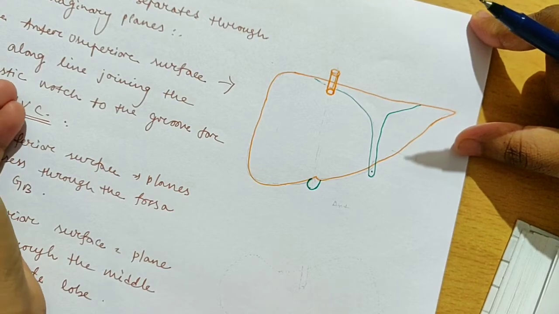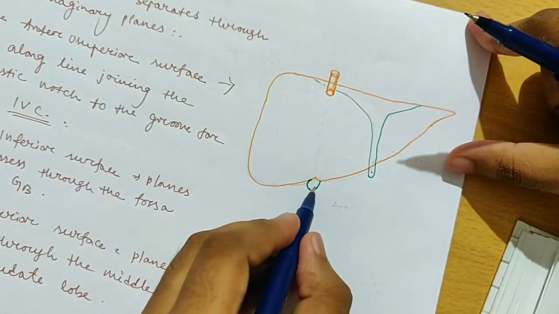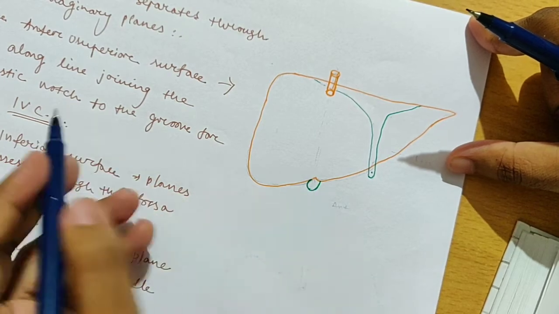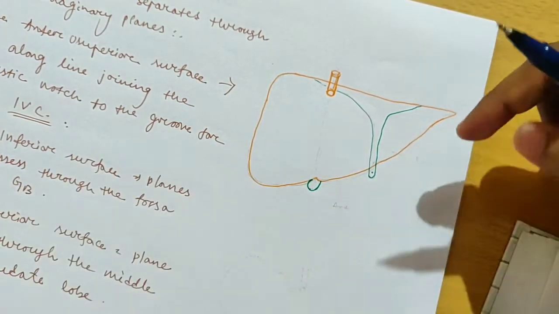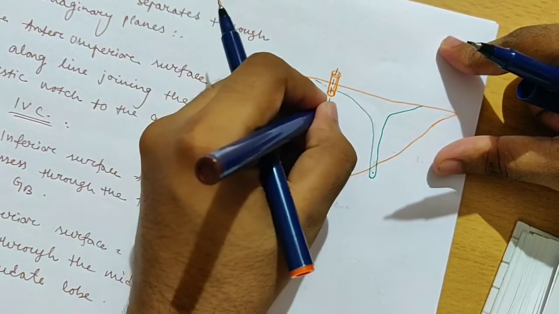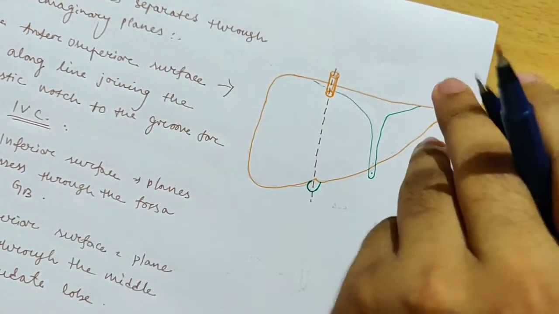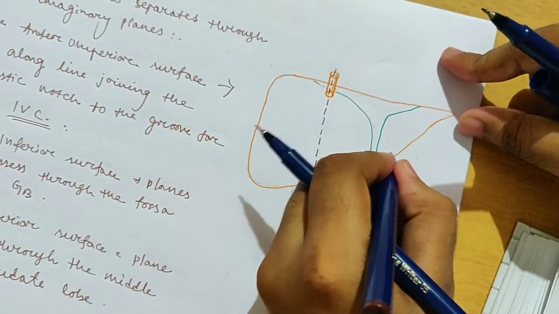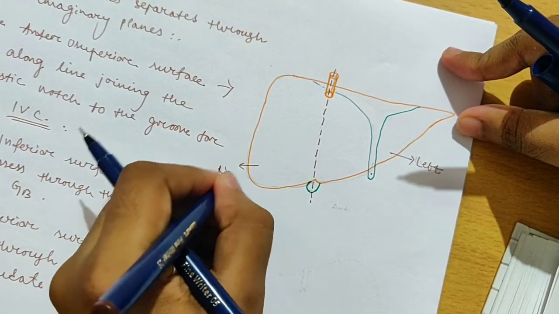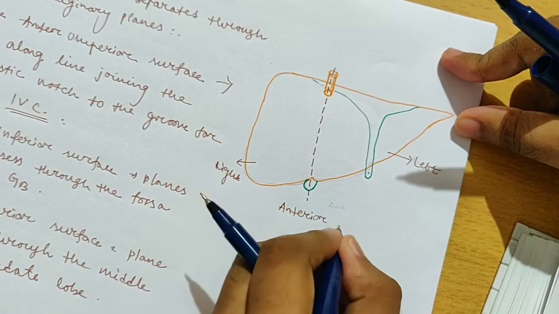Now, according to the statement, on the anterior superior surface along the line joining the cystic notch, which is the area where the fundus of the gallbladder is present, to the groove of the inferior vena cava, that line divides the liver into left lobe and right lobe. This is the anterior view.